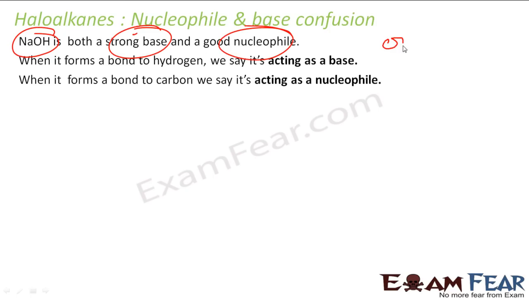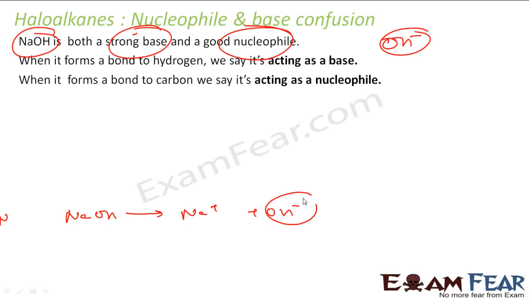Why? Because OH⁻, NaOH is nothing but OH⁻. Correct? Because NaOH is a very strong base. It will easily disintegrate into Na⁺ and OH⁻, right? This we have discussed. So now, when this OH⁻ is there, I'll take one compound here.